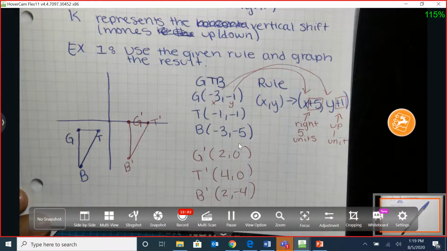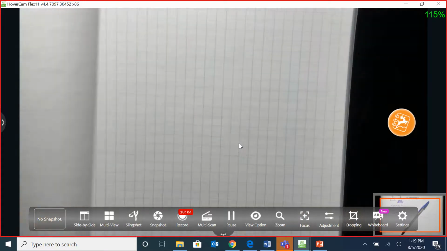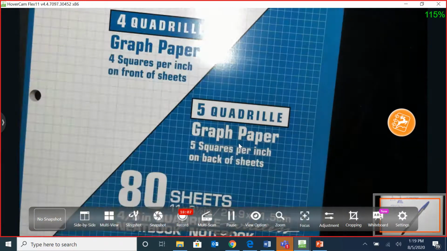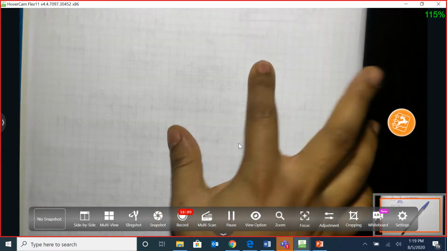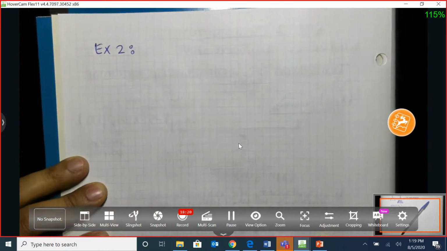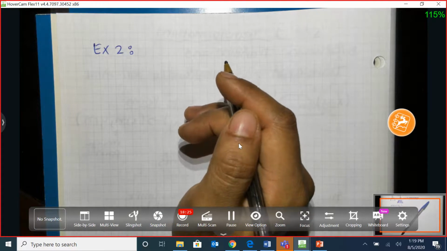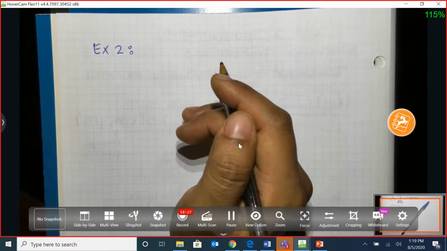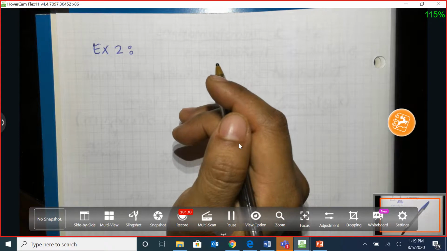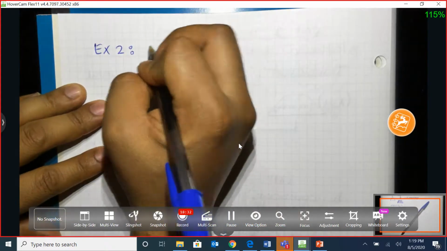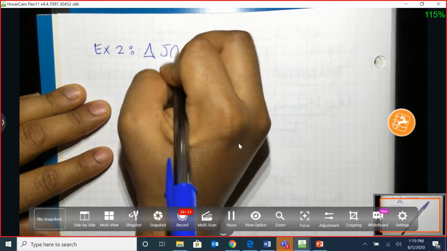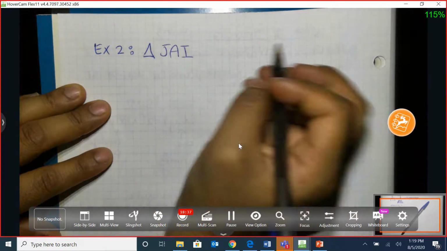Go ahead and start writing down the second example on here. So example 2 here. And each time I'm going to set up my stuff a little different, just because, again, they're my notes. So hopefully you guys get the hang of it: okay, she's doing it this way, but I could change the order and still have the same result. So example 2, you have triangle JAI with coordinates.